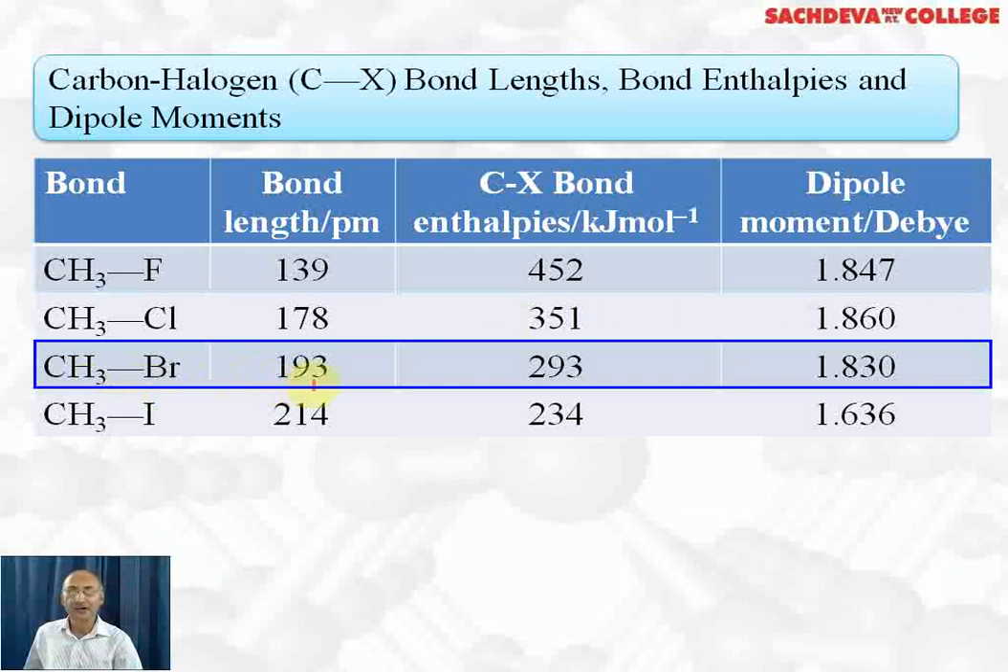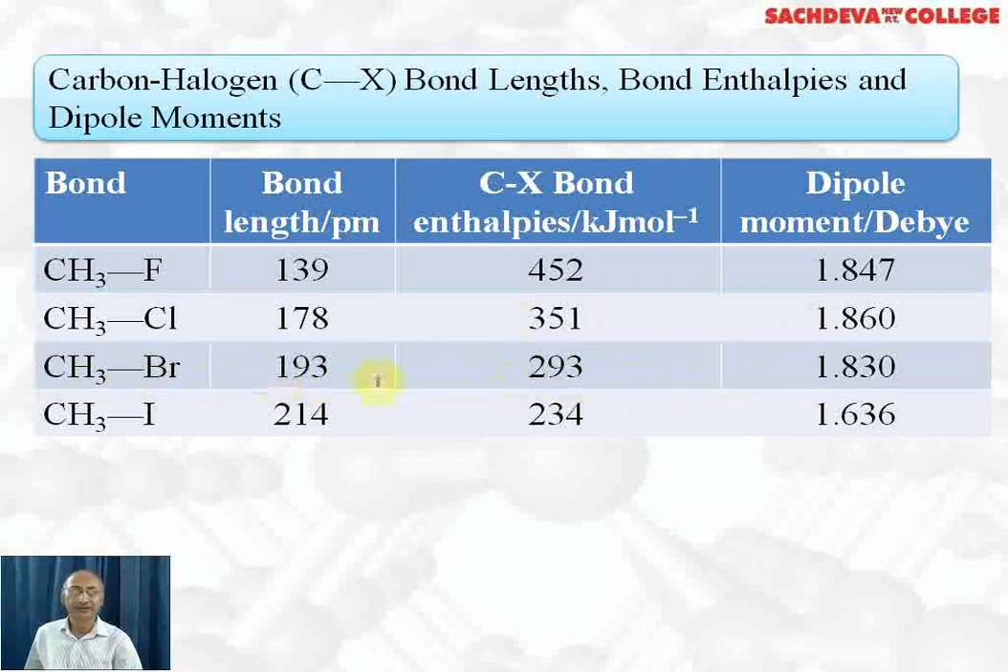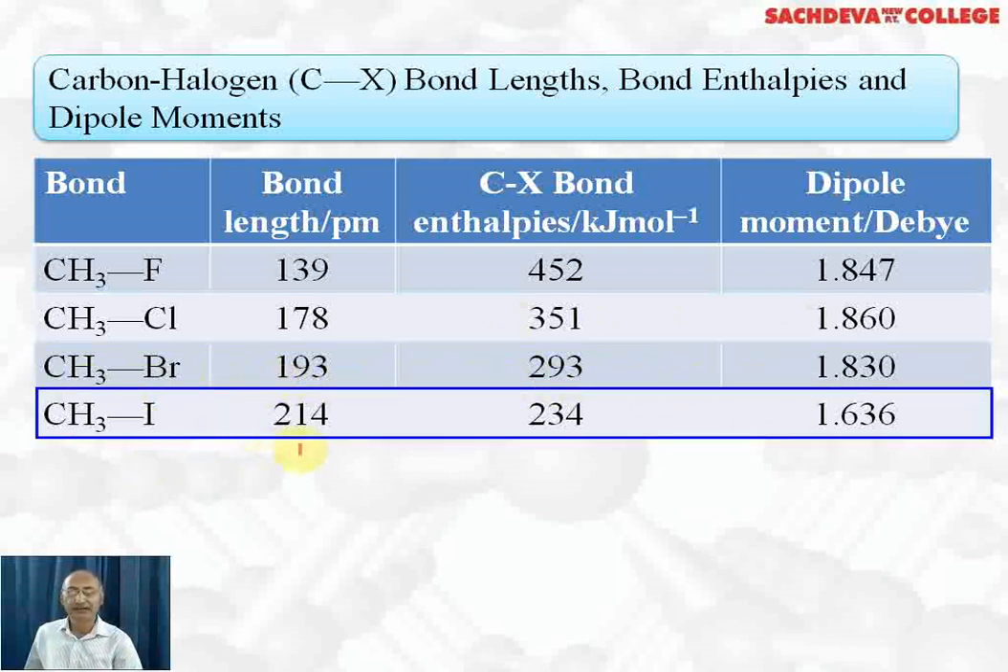CH3Br has bond length 193 picometer, bond dissociation energy is less, and dipole moment is also less. CH3I has bond length 214, and the dissociation enthalpy is 234, which is lowest because of the longest bond length. The dipole moment is less because iodine is bigger in size and has less electronegativity.